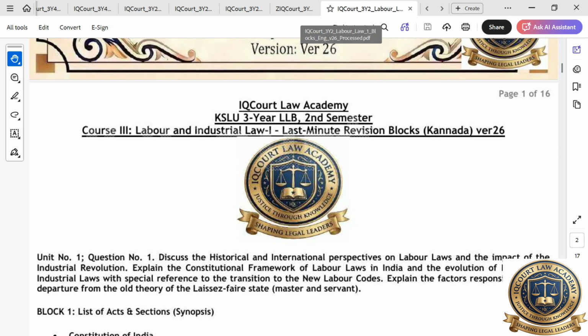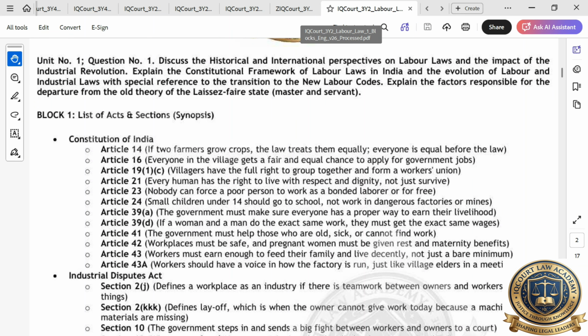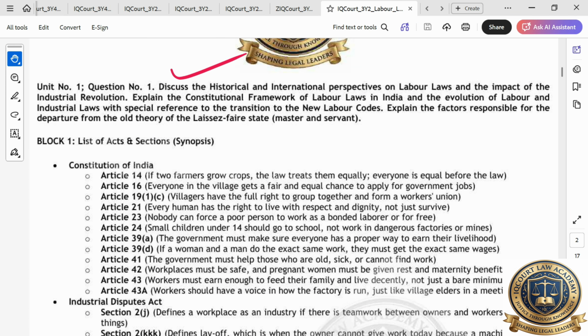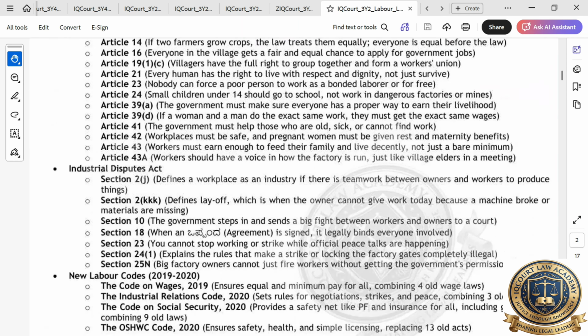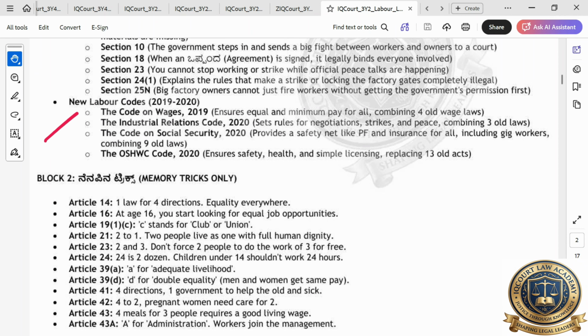Many people are asking, sir, what are these blocks? See, we are explaining for each same question: discuss historical, international perspective, and labor law impact, relation. Same question. We are explaining which are the act sections you need to write for the exam. That is the only thing we are explaining, as per the new code.